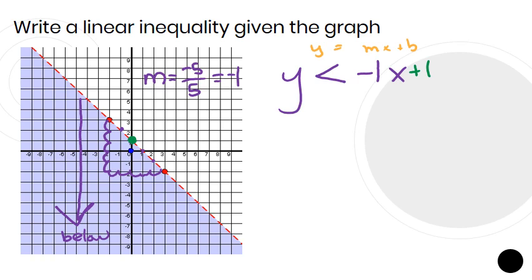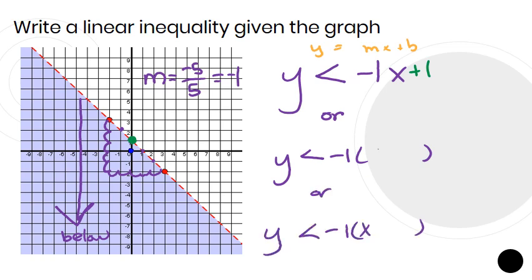Now if I wanted to do translated form, I have a few other options as well. Still less than, still a slope of negative 1, but I can choose any point along that line. So just for an example, let's say I was going to use this red dot there because it's nice and specific. I could say a plus 2 and a plus 3. Well, let's say I wanted to use this red dot below, that would be a minus 3 and a minus 2.